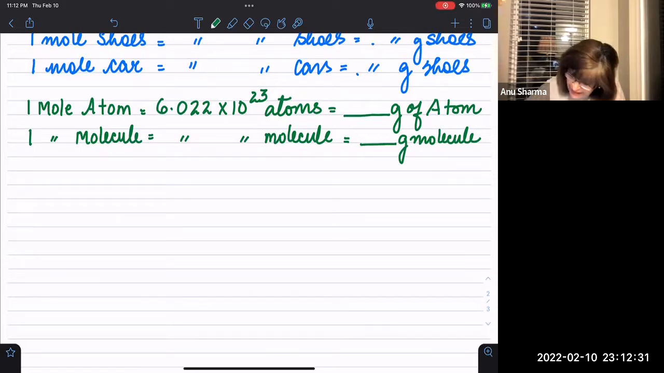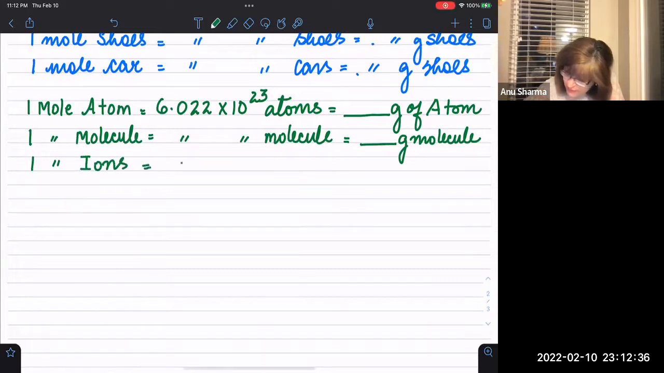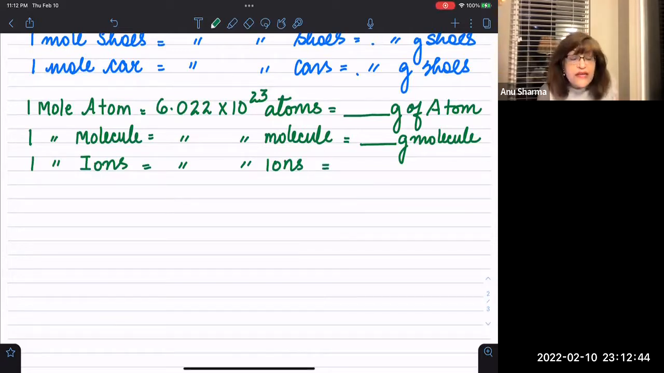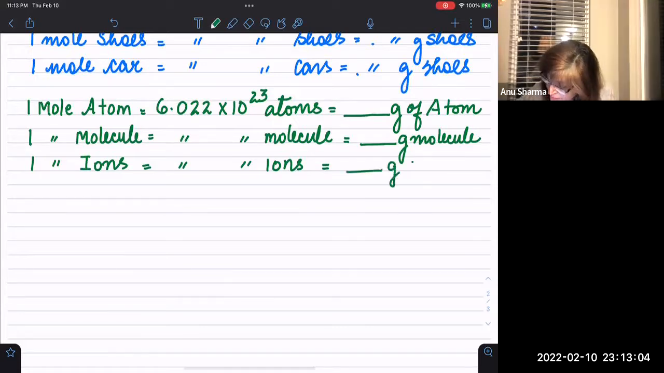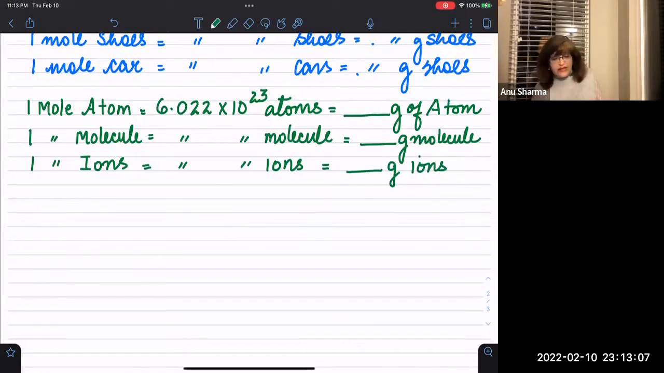Next is 1 mole of ions, same story. 1 mole of ions is 6.022 times 10 to the power 23 ions. So what was the need of having this very big number? The need is because we are dealing with very small particles. Atoms and molecules and ions are so small you don't see them. So there has to be a substantial amount that we can see, we can measure, we can weigh, and with that weight, we should know how many particles it contains. So it's again the grams of ions. So that's one piece.